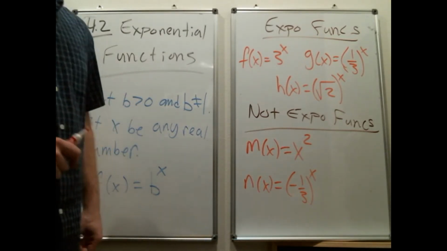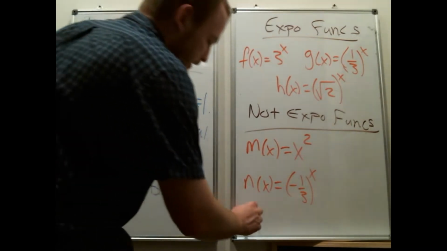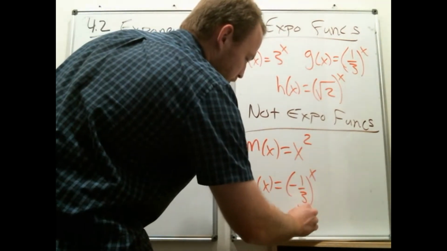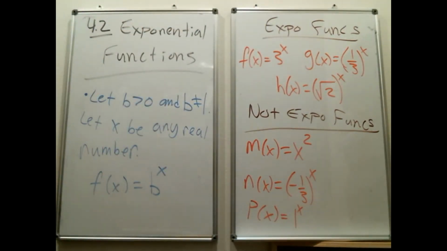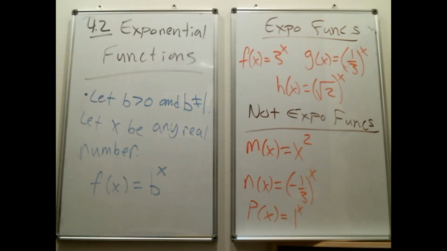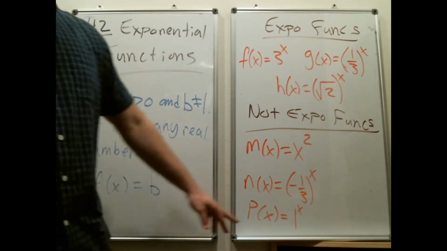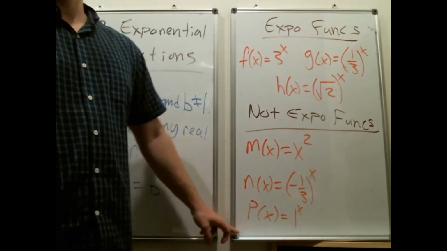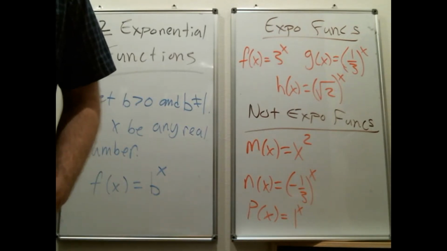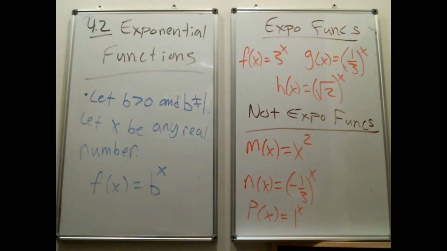And then one more, we'll call this one p of x, 1 raised to the x power. That is not an exponential function because it violates the base rule that it cannot be 1. The reason it can't be 1 is because no matter what x value you plug in here for p, your output is always going to be 1 every single time. So it's just a straight line. And that's not what an exponential function looks like.